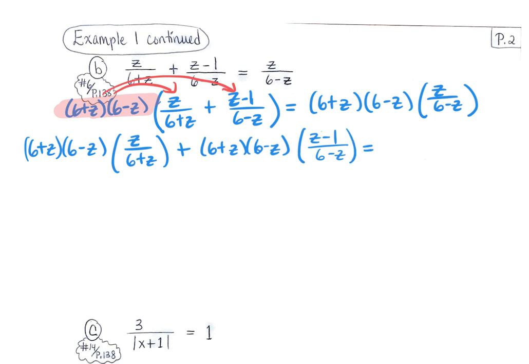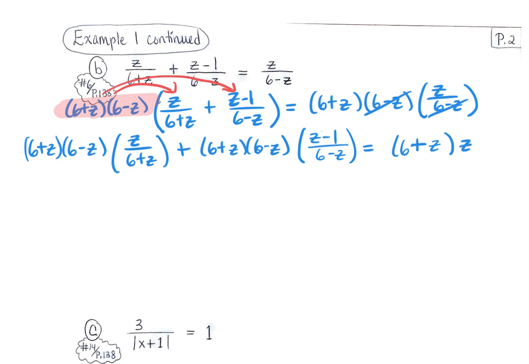Equals, we can just go ahead and simplify. On the right, what happens? The 6 minus z's cancel, but does that give us 0? No. What does it give us? It gives us 6 plus z squared. Just don't simplify it all the way. 6 plus z, that quantity, times what?